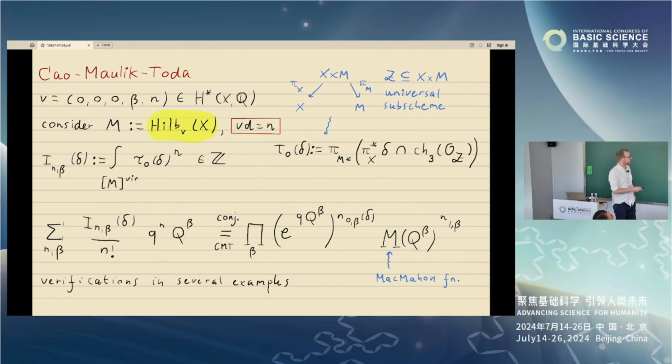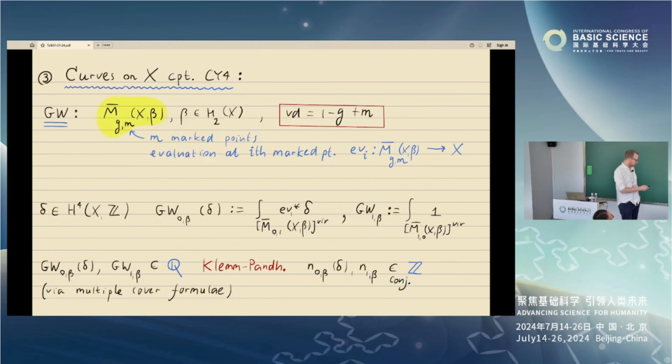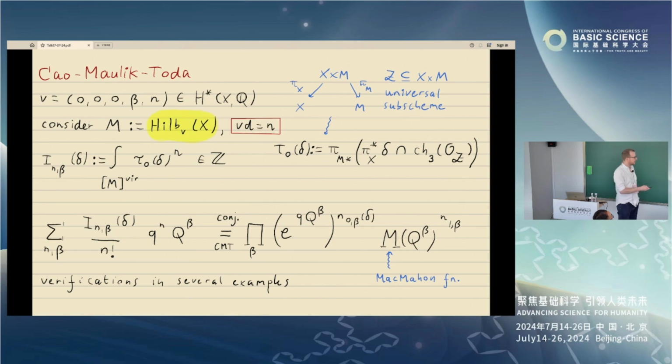However, we do need insertions. So we take the universal subscheme Z in the product X × M, where M is this Hilbert scheme. We take our class δ from the previous page and pull it back from X to the product. There we cap it with the third Chern character of the structure sheaf of the universal subscheme and push it forward. This produces a primary insertion τ_0(δ). Now we fix n and define I_{n,β}(δ) to be τ_0(δ) to the power n, integrated over this virtual class. This, by construction, is an integer.